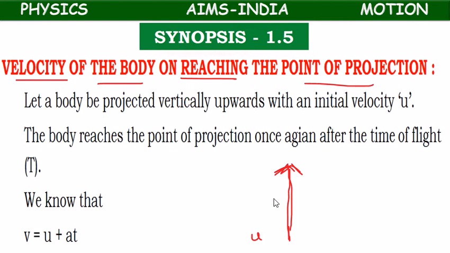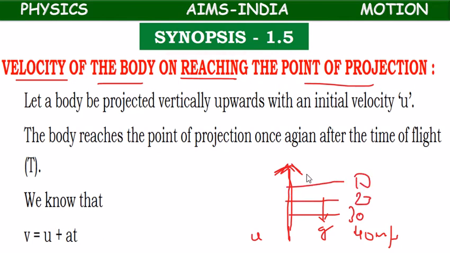We need it because the body is going up, but the gravitational pull will pull it downwards. So in the beginning, if the velocity is 40 meter per second, because of gravity the velocity will decrease: 30 meter per second, 20 meter per second, 10 meter per second, 0 meter per second.